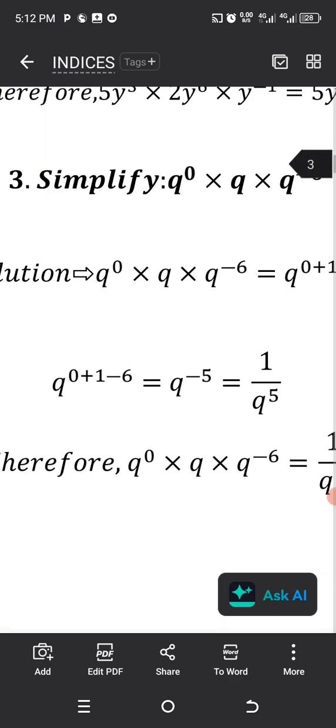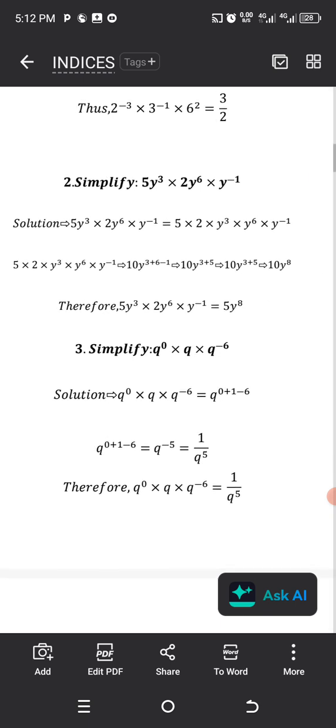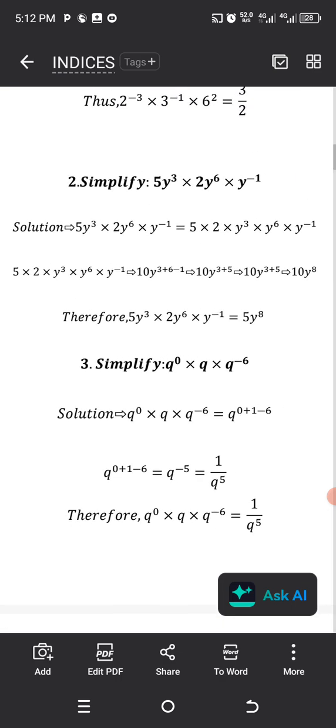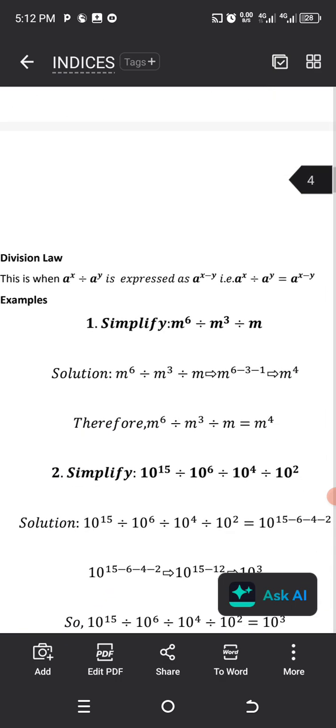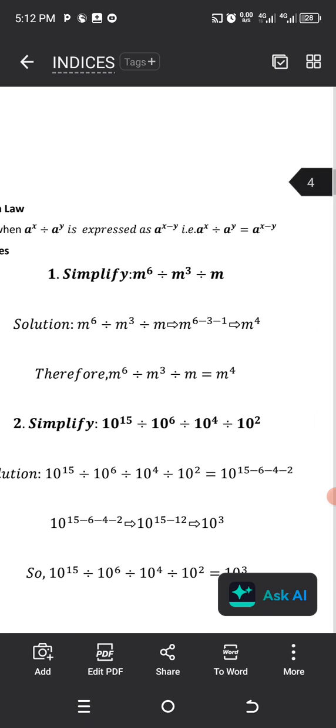So which example is this? This is example 3. Let me zoom out so that you can have a better preview. So you can see that is the solution for 2 and 3. So let's go to division law now. Division law is just the same thing. Whenever you are dealing with multiplication law, we add, and whenever we're dealing with division, we subtract. So when a raised to power x is divided by a raised to power y, it is equivalent to a raised to power x minus y. Do you get it now? Whenever you see division, you subtract the indices from each other.